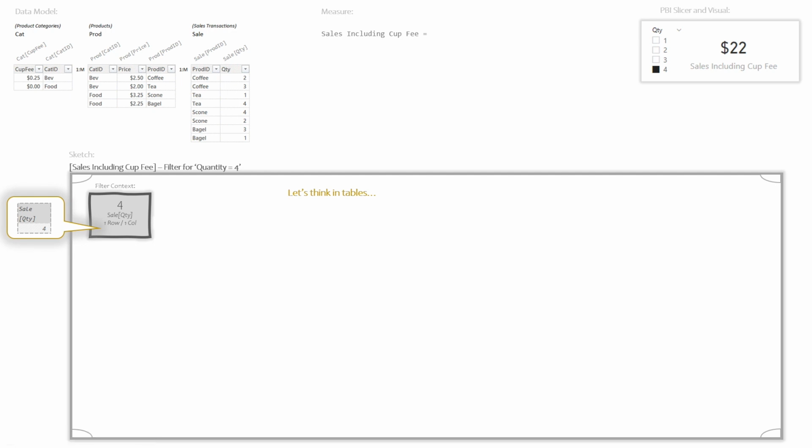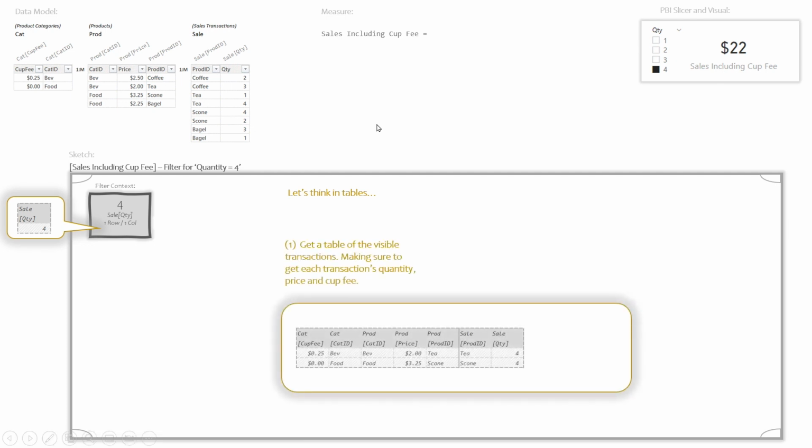Without thinking too much about the code, what do we need to do just to get a number that's meaningful here, right? Well, we're going to start by getting some sort of temp table of all the visible transactions, because we need to get all the transactions since we're trying to figure out what sales is. Now, in addition to just the information in this table, we're also going to need the price and the cup fee, which is stuff from different tables. So our temp table is going to have to look something like this.